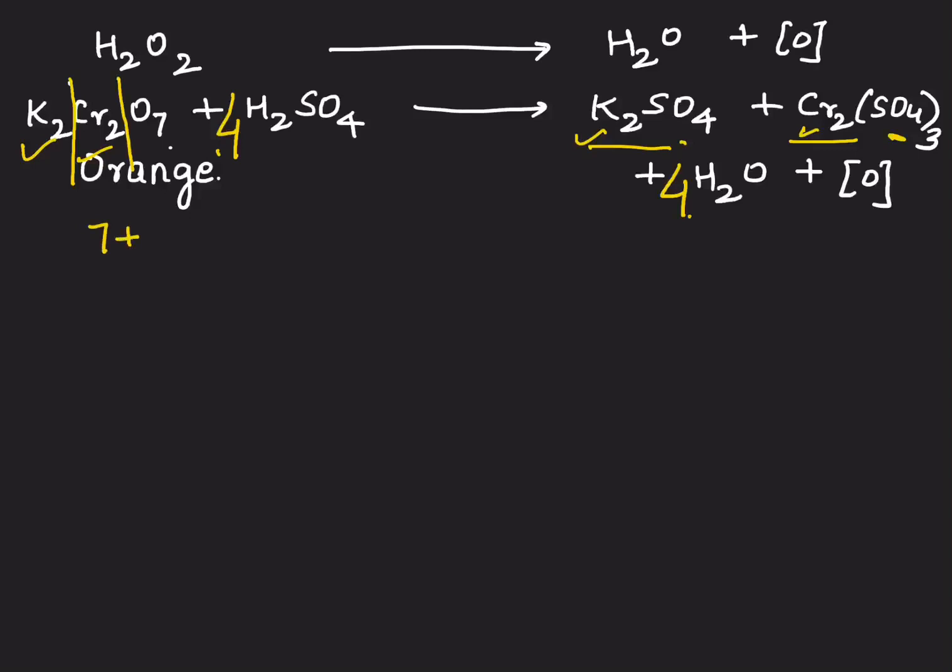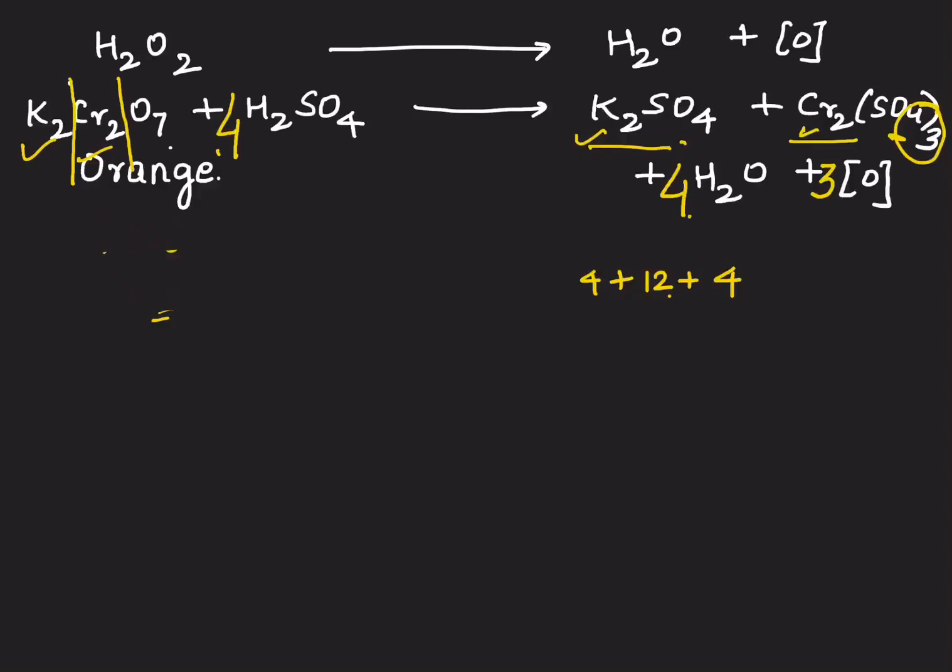So 7 plus 16, right, gives us 23. What about on the product side? So we've got 4 oxygen plus 4 times 3, 12 plus 4. So till now we've got how many with us? 12 plus 8 gives us 20. So I'm short of 3. Simple, put a 3 nascent oxygen over here.